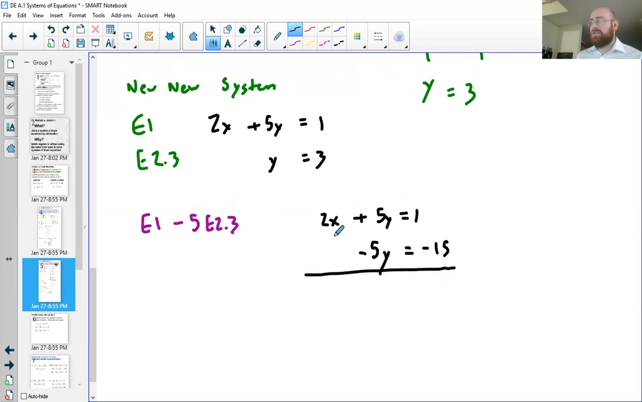And then we're adding, so we have 2x, positive 5y and negative 5y cancel out. So we have nothing here. And then 1 minus 15 is going to be negative 14. And then we can take a step further and in fact divide both sides by 2, which gives us the equation x is equal to negative 7.